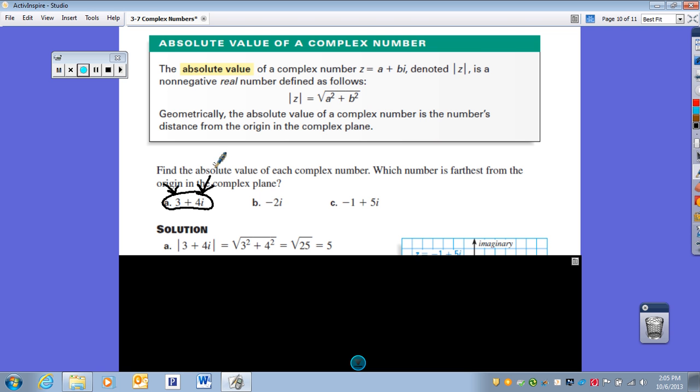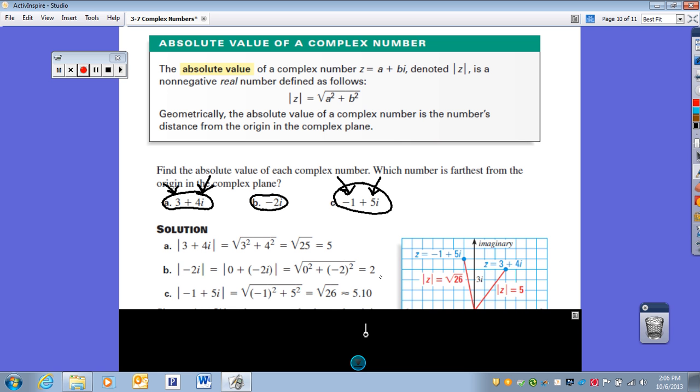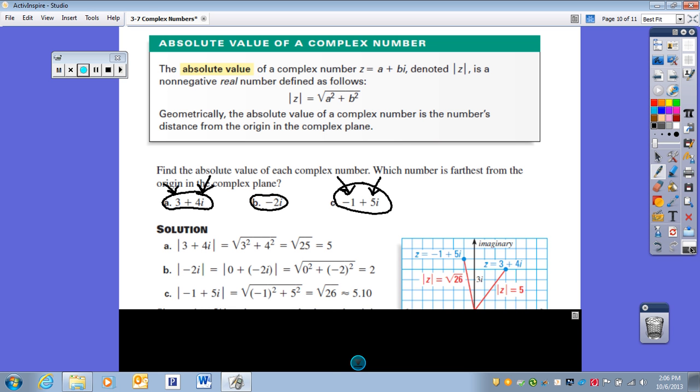So let's take a look at the second one. Negative 2i. There isn't an a portion, but the b portion is negative 2. So negative 2 squared is 4, and the square root of 4 would be 2. That means that it would be 2 units. And the last one, we have negative 1 plus 5i. So we're going to find a squared plus b squared. So a is negative 1, b is 5. So a squared would be 1, b squared, 5 squared would be 25, so that's going to be the square root of 26, which is approximately 5.10.